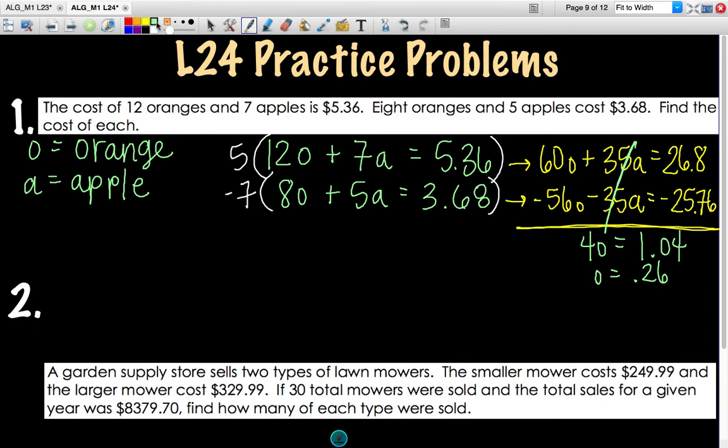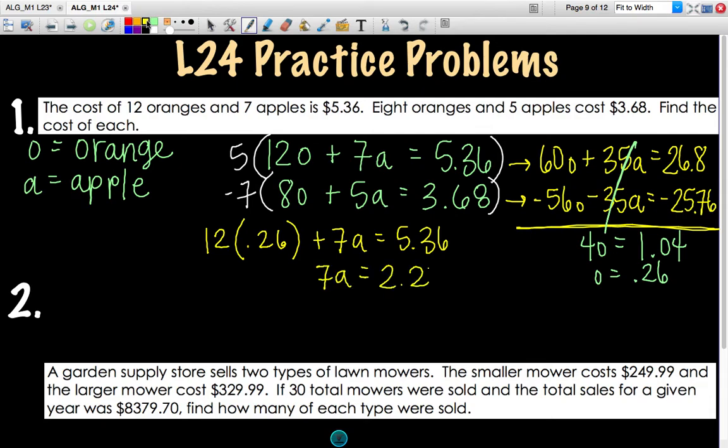So now I need to see how much an apple is going to cost me. So I'm going to plug in that value. So 12 times O, 12 times 0.26, plus 7A equals 5.36. So I'll multiply that and subtract it by 5.36. I'm left with 7A equals 2.24. After I subtract it from that side, divide by 7, A equals 0.32.